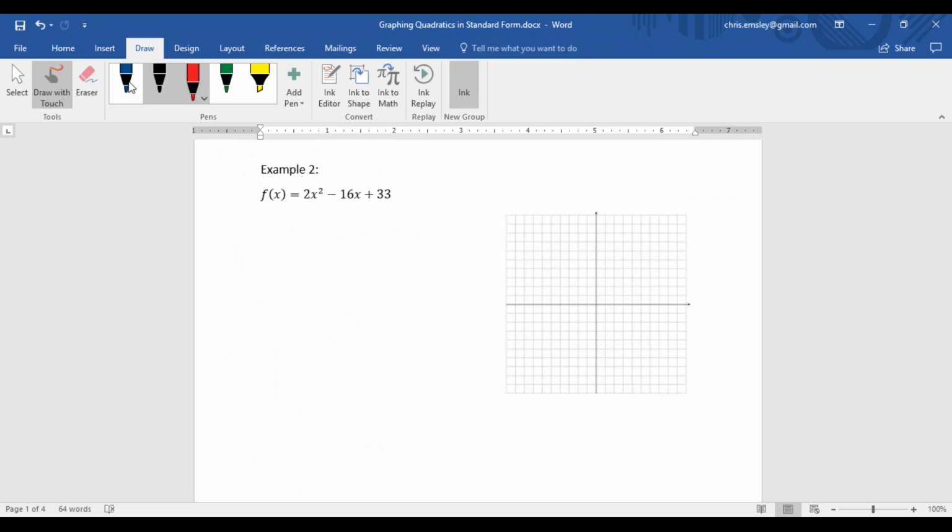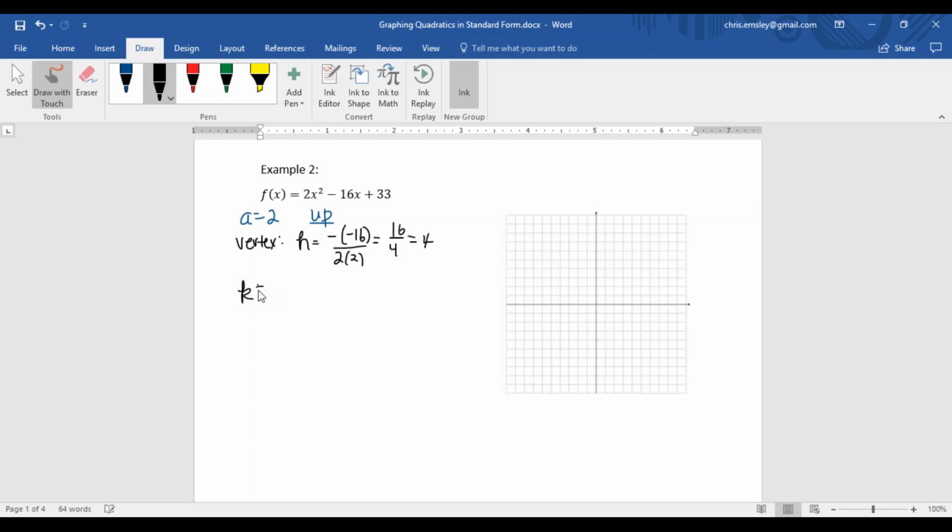Okay, again, start over, same checklist, take it from the top. In this case, our a is equal to 2. Again, a positive number, so this tells us that our parabola is going to open up. Our vertex, we need both coordinates. The h coordinate is -b over 2a. So those negatives knock each other out, and we get 16 over 4, which is +4.